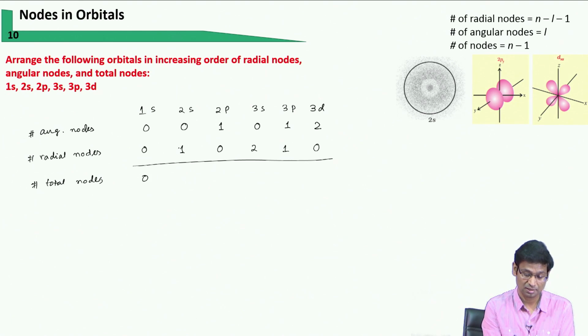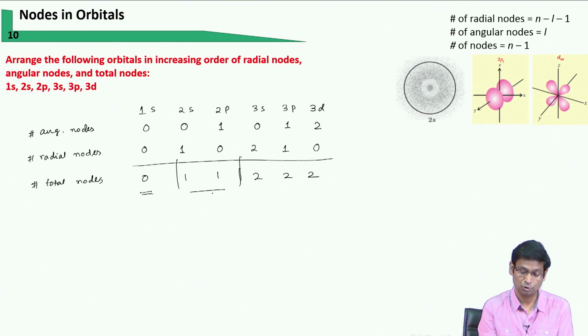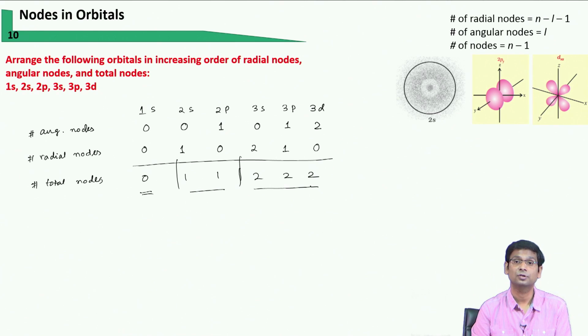Now, the total number of nodes is obtained when we just add them up. So when I do this: 0, 1, 1, 2, 2, 2. So you see, 0 for 1s, 2s and 2p both have 1 node, 3s, 3p, 3d all have 2 nodes each. Because the total number of nodes is given by n minus 1, and 3s, 3p, 3d have the same value of n, that is 3, therefore the total number of nodes is 2.